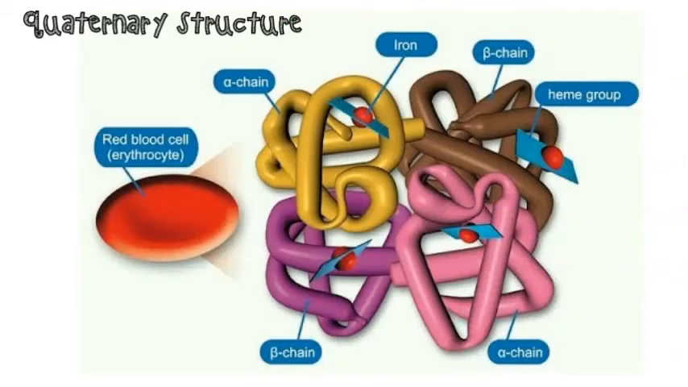The fourth level of protein is called the quaternary structure. This is where two or more polypeptide chains bind together. Here we see hemoglobin, the most famous example.